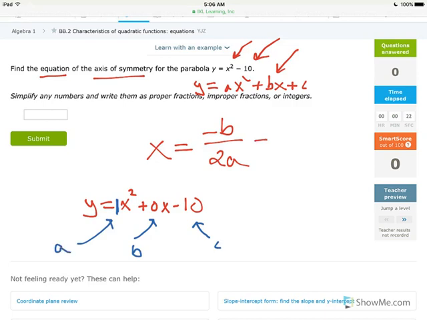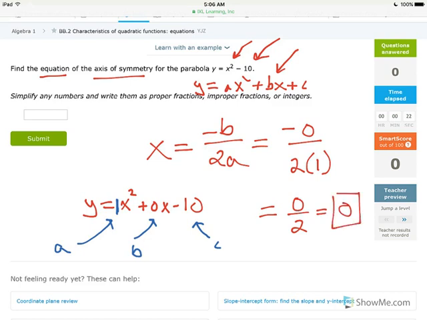So if we were to put this into our equation, it's going to be negative, what's the b value? In this case it's 0, over 2 times, what's the a value? In this case the a value is 1. So you're going to get 0 over 2. And 0 divided by 2, 0 divided by any number will be 0. So we're going to have the equation x equals 0.